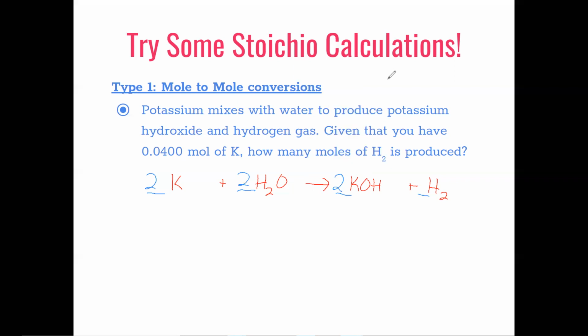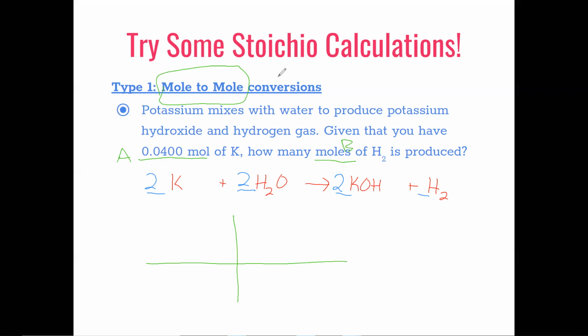Then I want to look at my mole map to figure out what kind of conversion I'm actually doing. If I look at what the problem gives me and what it is asking for, it's saying I have this many moles. How many moles is produced? So that's why we're doing a mole to mole conversion. Moles of A to moles of B. A is going to be your given number. B is what the problem is asking for. So these ones are going to be one-step conversions. So these ones are easiest.